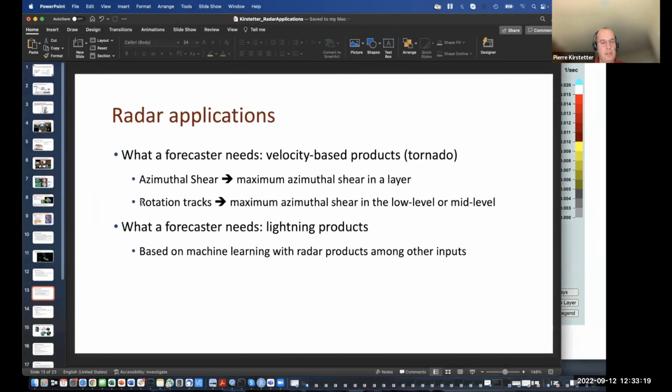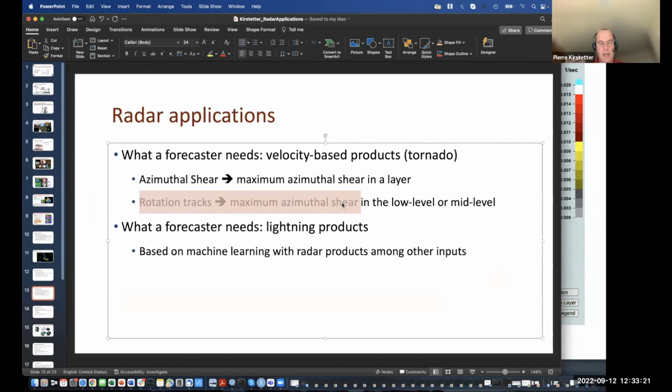And you can get also products like tracks that tell you a bit about the life cycle of these storms that are generating azimuthal shear. And this is a product that is especially useful for tornadoes. So I don't expect to find that today over Florida.